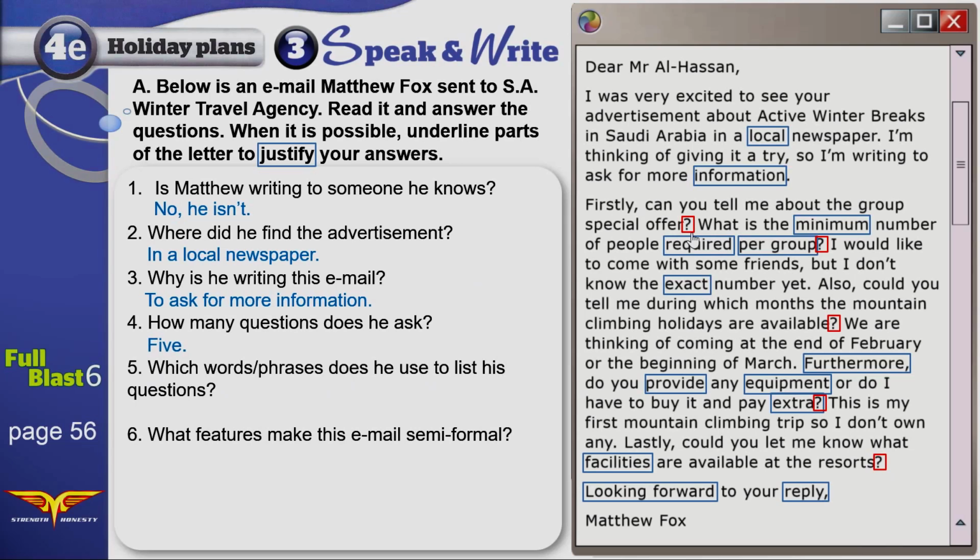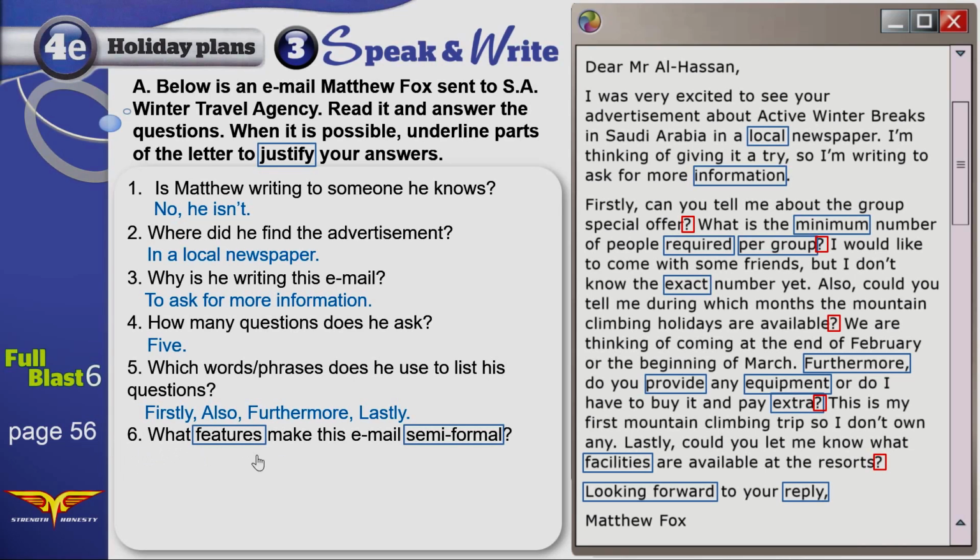Okay, this is question 1. He used firstly. In question 3, he used also. In question 4, he used furthermore, which means also. In question 5, he said lastly. Firstly, also, furthermore, and lastly.